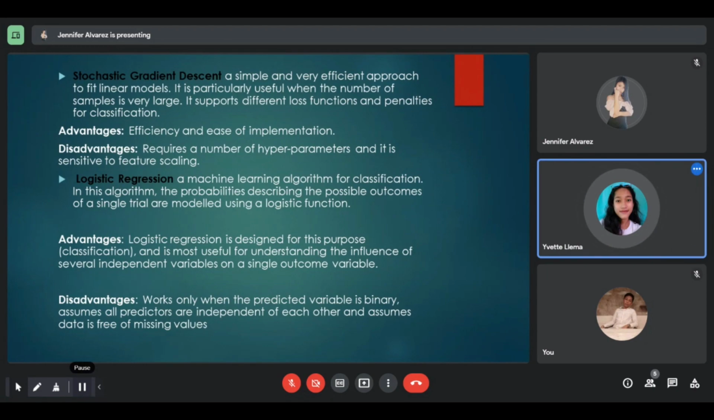In this algorithm, the probabilities describing the possible outcomes of a single trial are modeled using a logistic function. Advantages: logistic regression is designed for this purpose, classification, and is most useful for understanding the influence of several independent variables on a single outcome variable. Disadvantages of logistic regression: it works only when the predicted variable is binary, assumes all predictors are independent of each other, and assumes data is free of missing values.